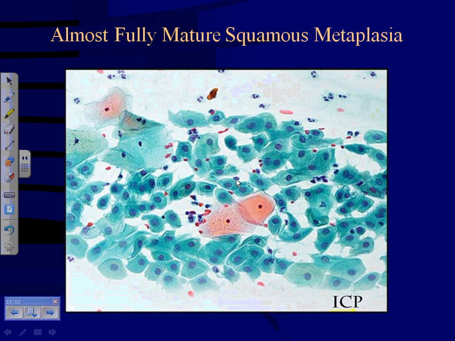But no, squamous metaplasia cells, whether they occur in the cervix or sometimes in the vagina, as we'll see later on for other reasons, obviously you're not going to be able to tell where those are coming from. They look exactly the same, whether they're from the cervix or the vagina.